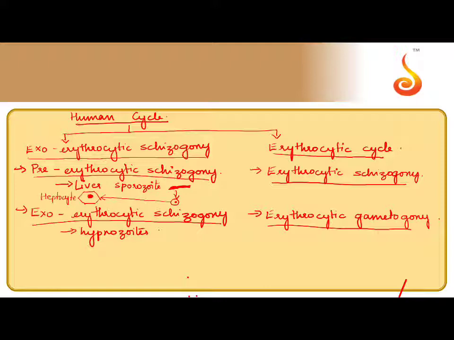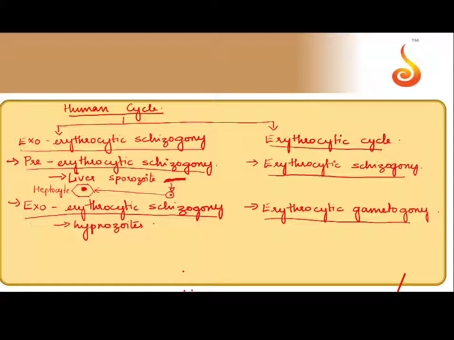First one is pre-erythrocytic schizogony. Now when an infected mosquito bites a normal human, the entry of sporozoite happens. The sporozoite is basically spiral in nature. They are spiral when it enters. But these quickly change their shape and become a rounded structure.